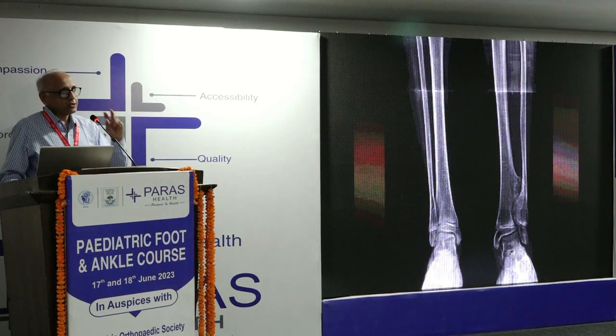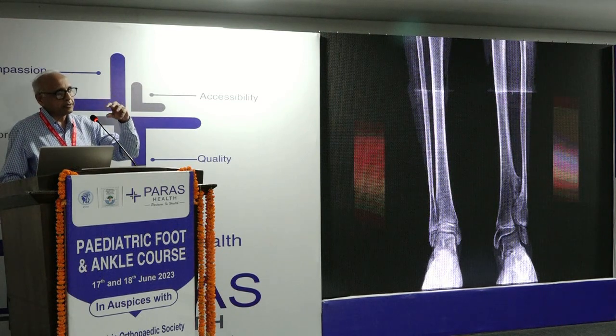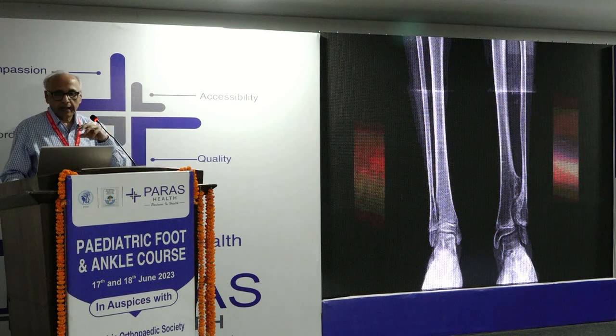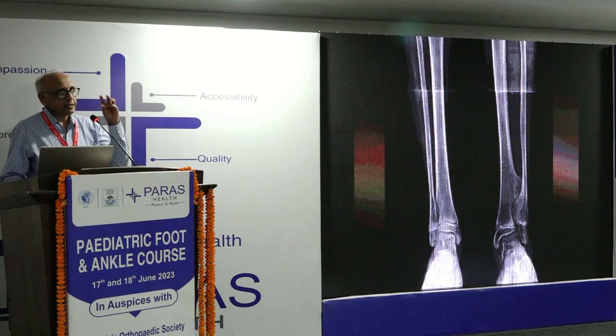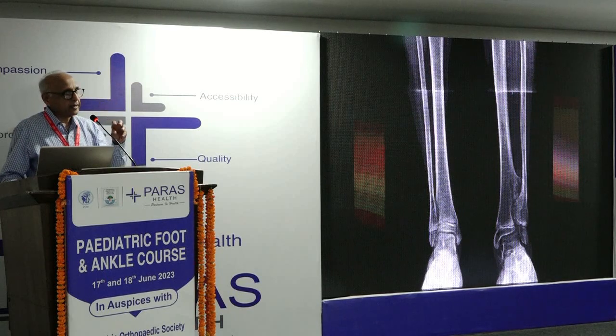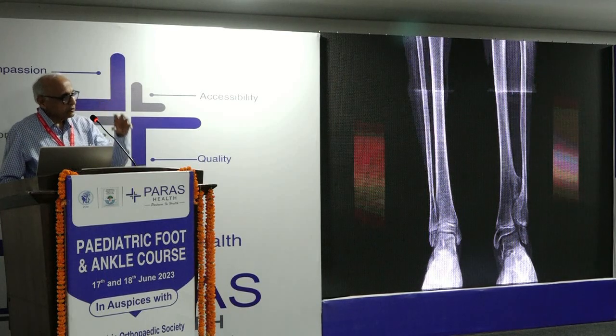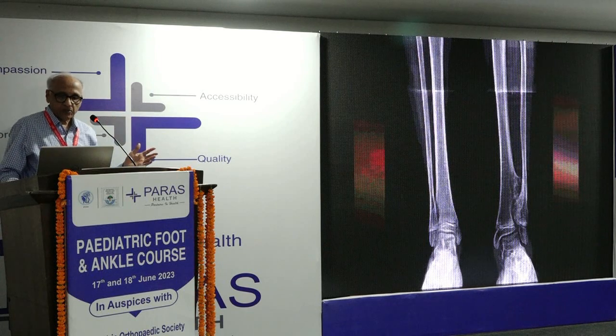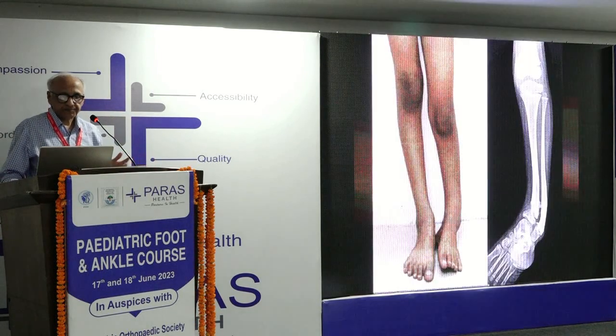This is about exostosis, where a big exostosis from the lateral aspect of the distal tibia and the distal fibula will result in reduced growth on that side, not growth arrest but reduced growth, and that will lead to a valgus deformity.